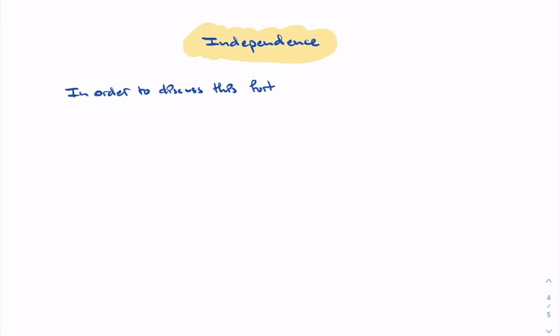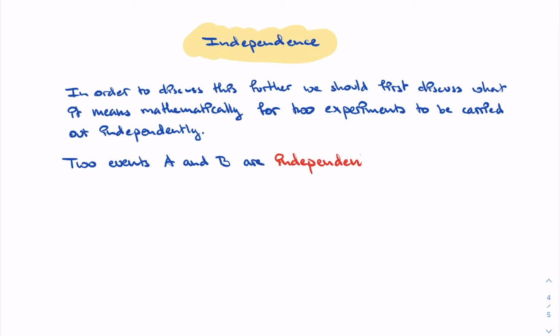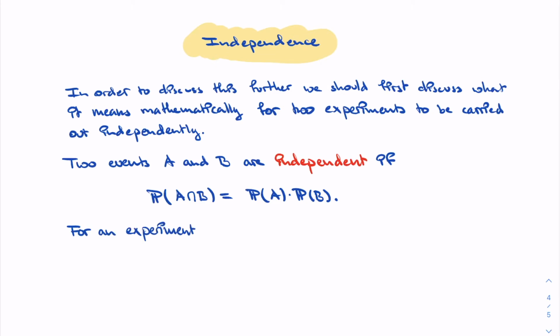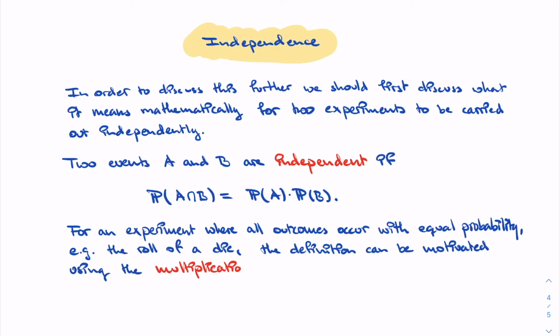In order to discuss this further, we should first discuss what it means mathematically for 2 experiments to be carried out independently. 2 events, A and B, are independent if the probability that both occur equals the product of the probabilities. For an experiment where all outcomes occur with equal probability, for instance the roll of a die, the definition can be motivated using the multiplication principle.